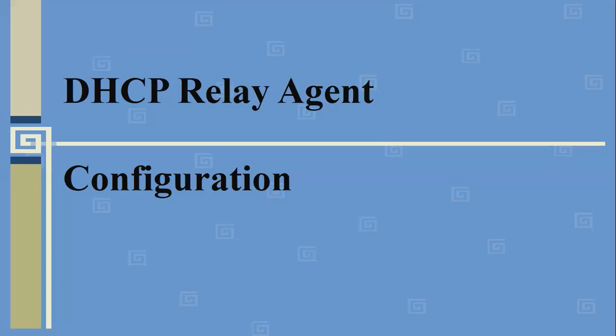In this video, we will talk about DHCP relay agent and its configuration. A DHCP relay agent is any host that forwards DHCP packets between clients and server. Relay agents are used to forward requests and replies between the clients and servers when they are not on the same physical subnet. Let's get started with the lab and learn more about the configuration of DHCP relay agent.